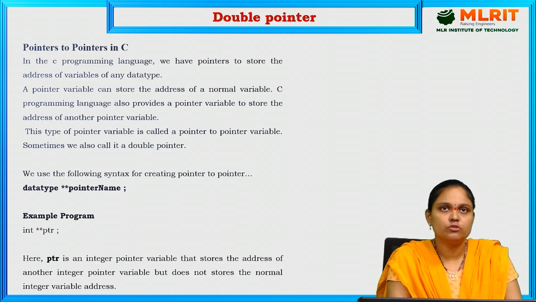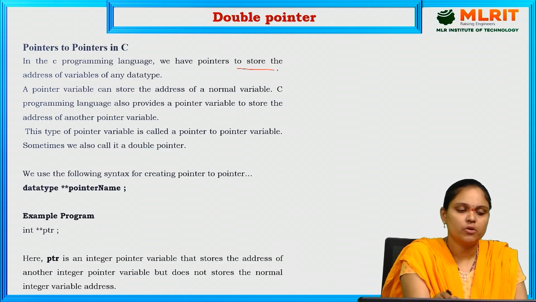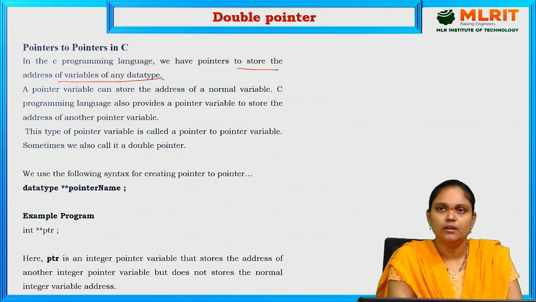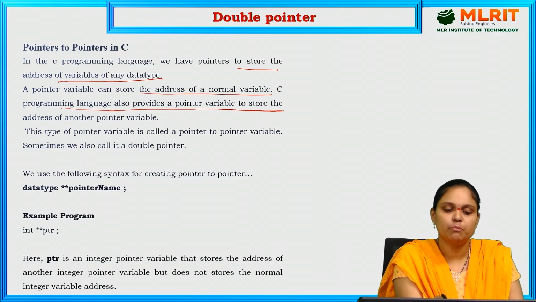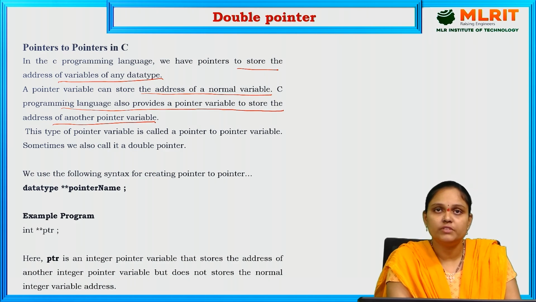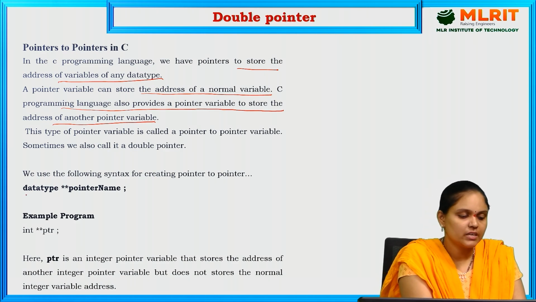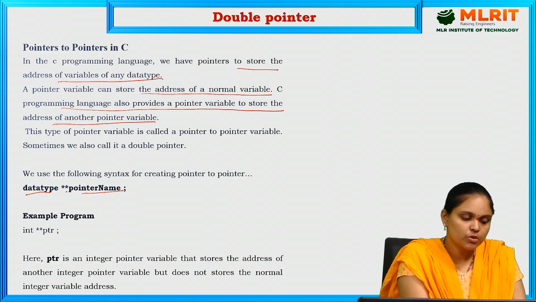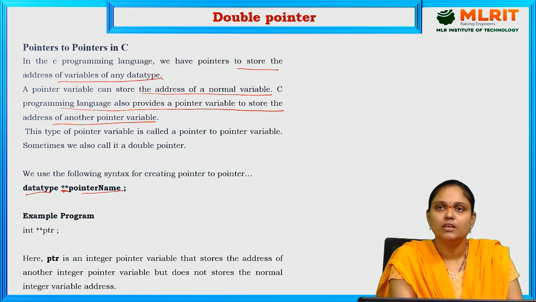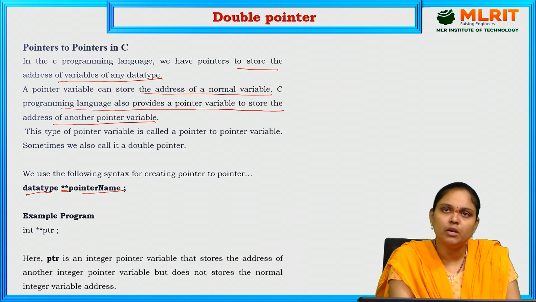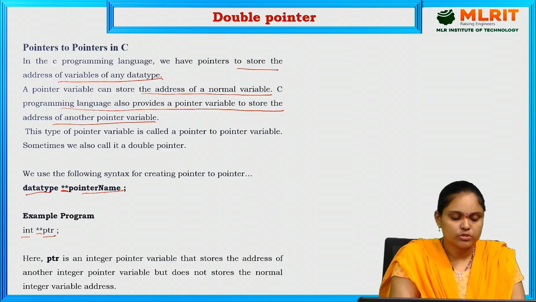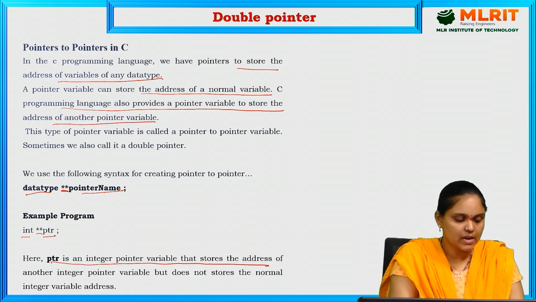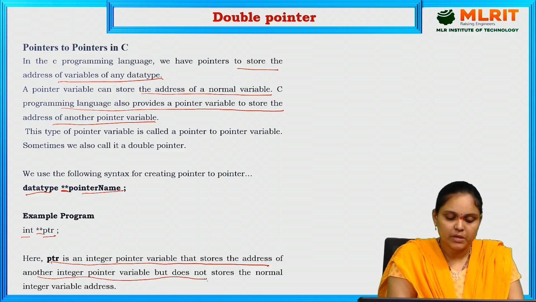Next is pointers to pointers in C. In the C programming language, we have pointers to store the address of a variable of any type. In C, a variable can store the address of a normal variable, and C also provides a pointer variable to store the address of another pointer variable. This is the syntax: data type, pointer name, and before the pointer name we have 2 stars, indicating that it is a pointer to pointer, which we also call a double pointer. For example, int is my data type, ptr is my pointer name, and in front of the pointer name we have 2 stars.